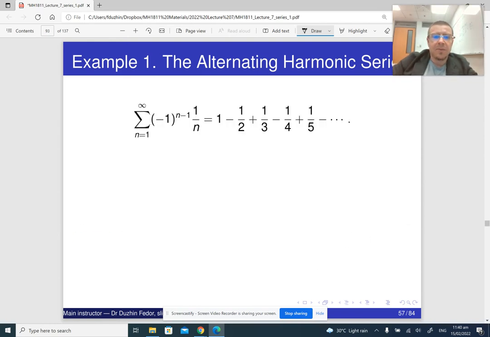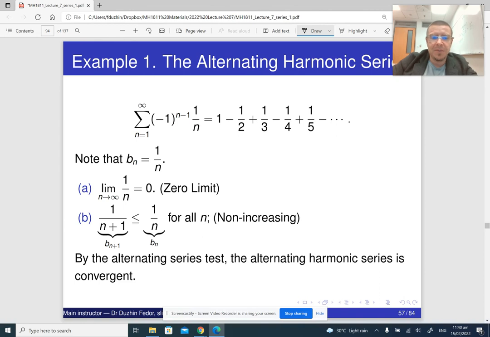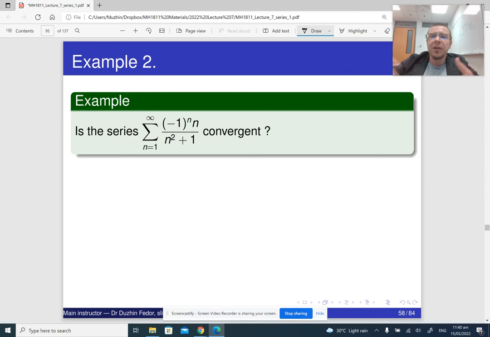Basically this is the same thing, and we conclude that the alternating harmonic series converges. Let me emphasize that if our sequence is, say, non-increasing, or if we do not have (-1) to the n minus 1 but something else instead, then it just means that we cannot apply the alternating series test. But if we can apply it, then the conclusion is that our series converges.